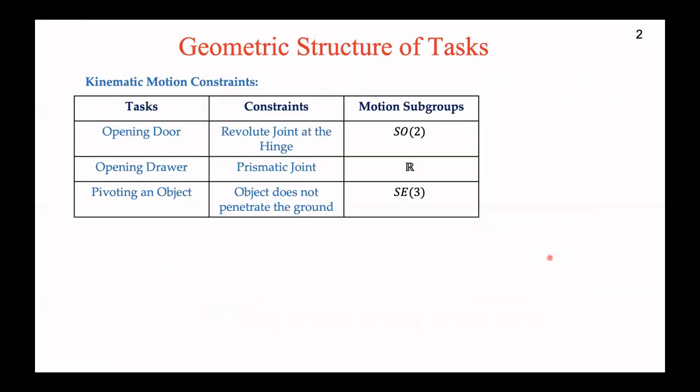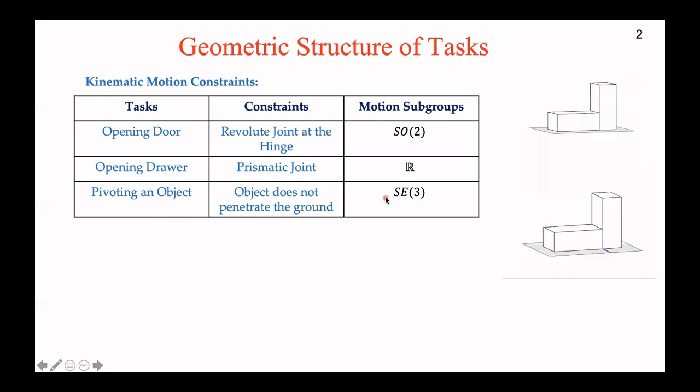Common tasks such as opening a door or a drawer can be represented as a single constant screw motion about a particular axis. The main advantage of this representation is that it satisfies the kinematic motion constraint associated with a particular task. For example, while opening a door, the revolute joint constraint at the door hinge should be satisfied.